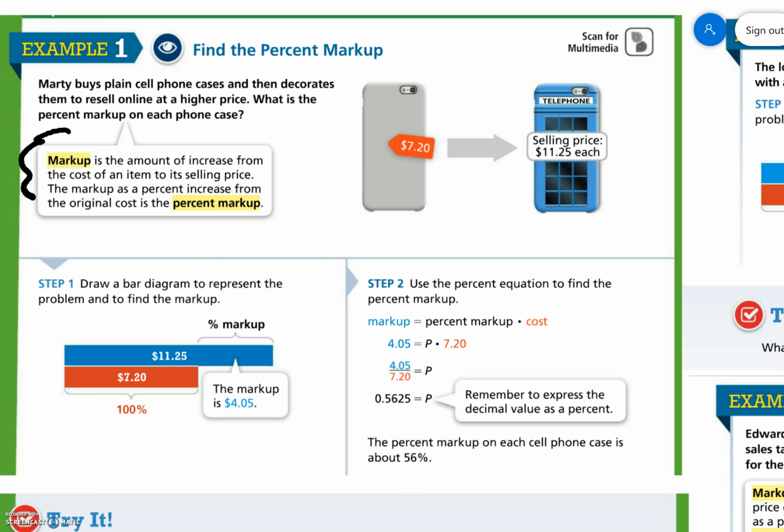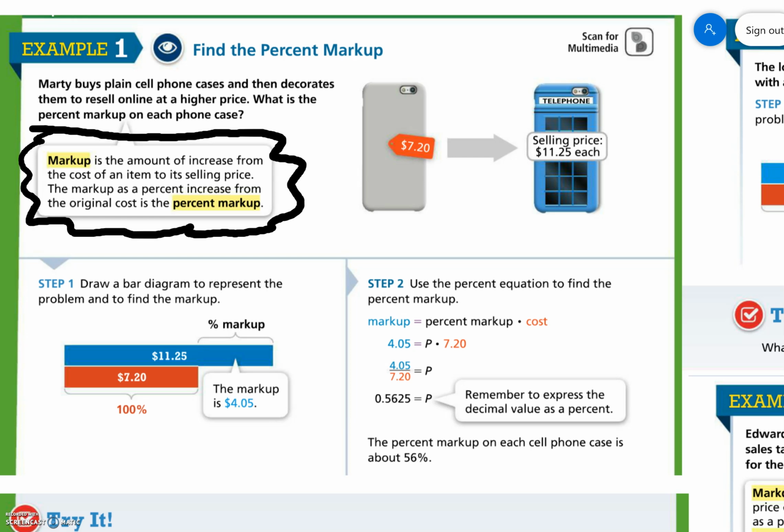So here's your vocab word. Markup is the amount of increase from the cost of an item to its selling price. The markup is a percent increase from the original cost, and that is the percent markup. So again, we want to find how much he marked it up by. So we need to find the difference.